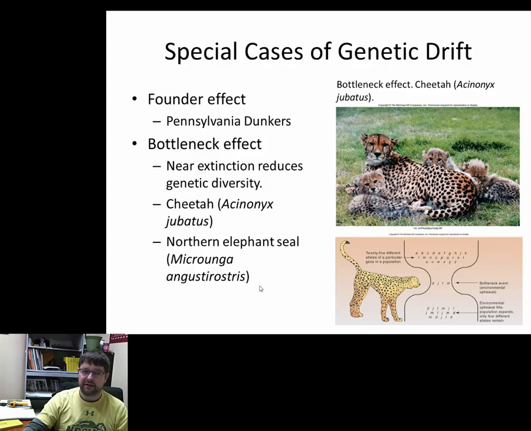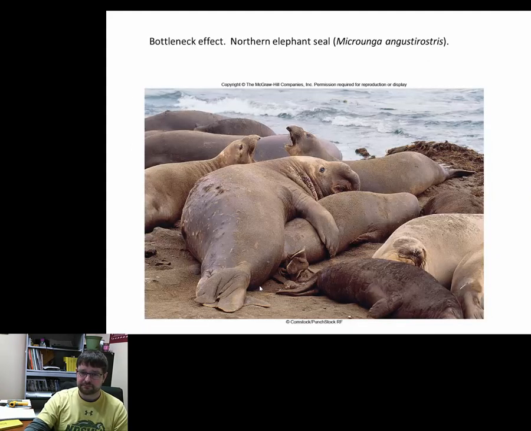But in the end, really what you've done is you've removed many genes and many allele differences in the gene pool, and now you're stuck with a very small sample, and it can be very harmful for the organisms. So elephant seals also went through this bottleneck.